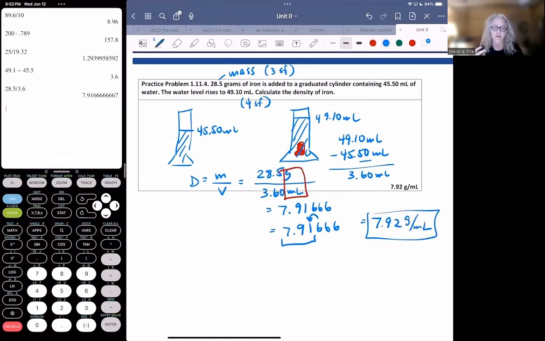So this is the end of our packet, our pre-AP chemistry unit on chemistry math. I've uploaded some practice problems if you want to get more practice in density. And now we're moving on to the first unit of AP chemistry, which is atomic structure.